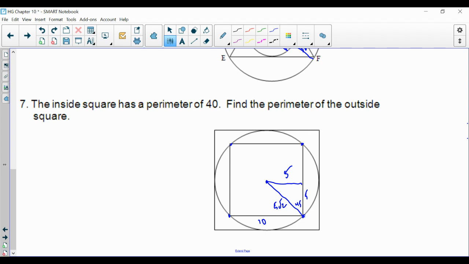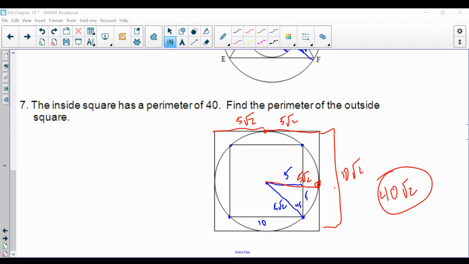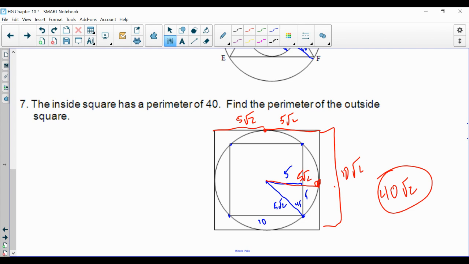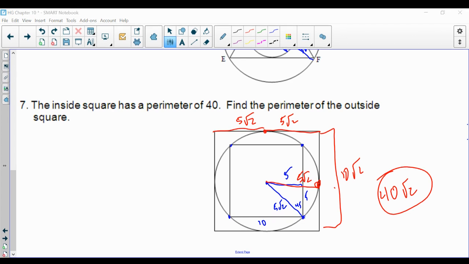And then once we know that, we actually know from here to here is 5 root 2, which is from the center to the edge of the circle, which is, if you expand it out, this is 5 root 2. So this is also 5 root 2, which means we get a side of 10 root 2, and it's a square, and we're looking for the perimeter, so we do 4 times that, and you get 40 root 2. Okay, and there you go.